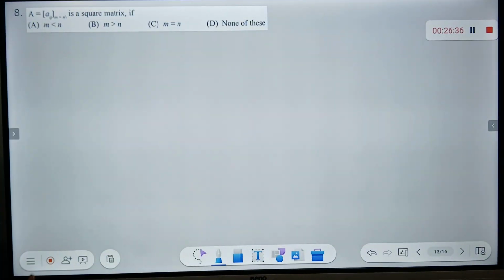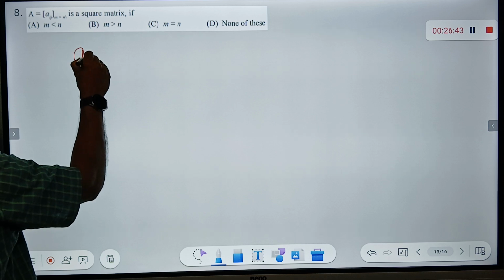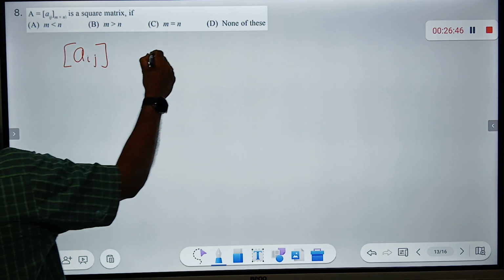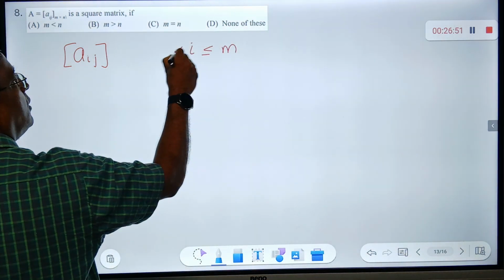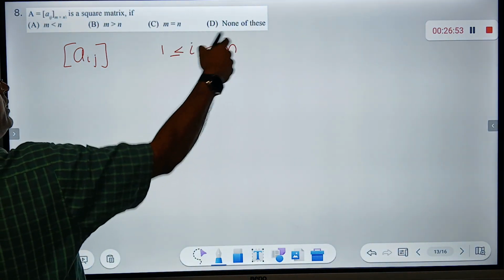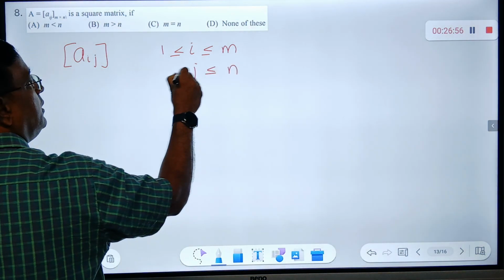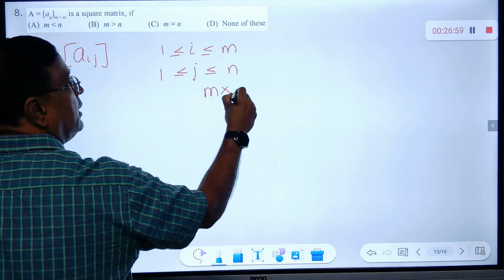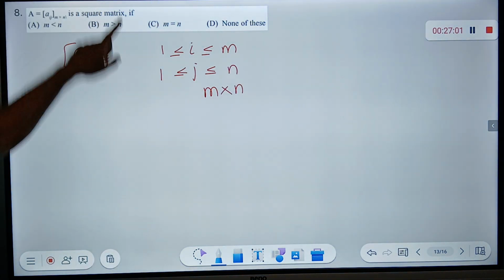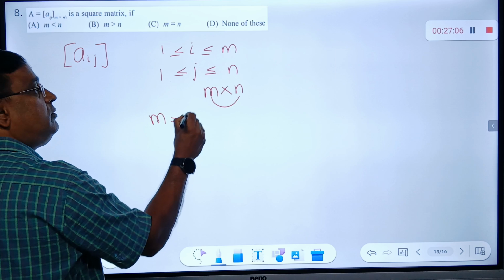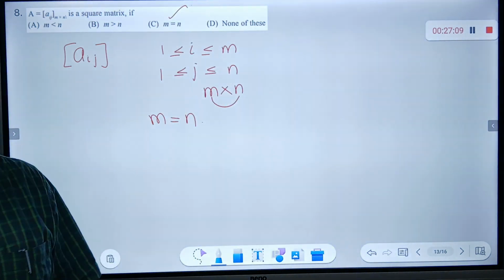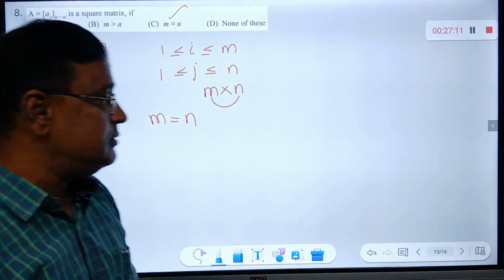Now this is a very simple MCQ question which you may get. It's an NCERT question. He says that Aij will be a square matrix. i is of order 1 to m, j is of order 1 to n. So it's a matrix of order m by n. If you want this to be a square matrix, what should happen? The number of rows should be equal to the number of columns. So m should be equal to n. So it's option C. Straightforward, very simple question.